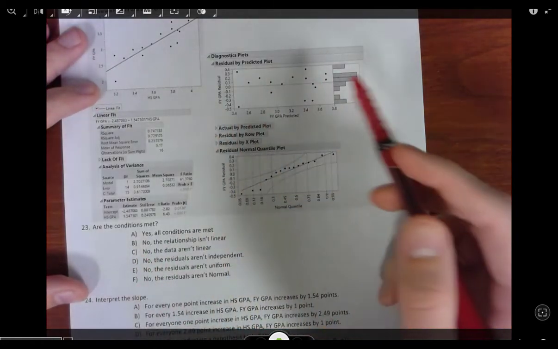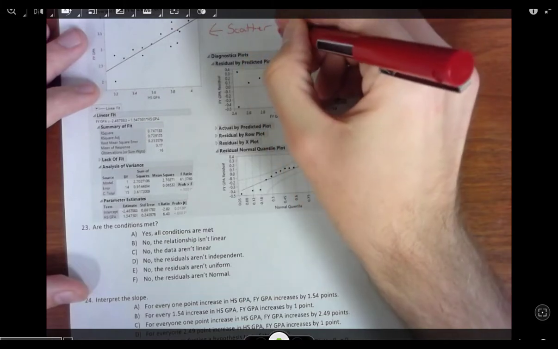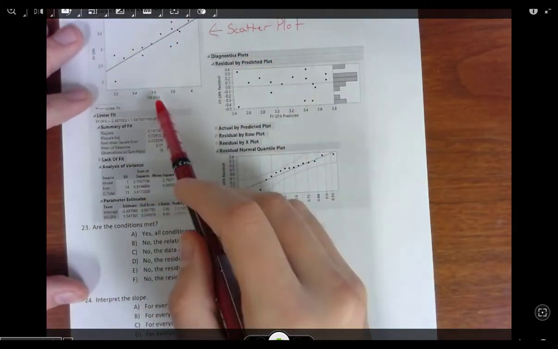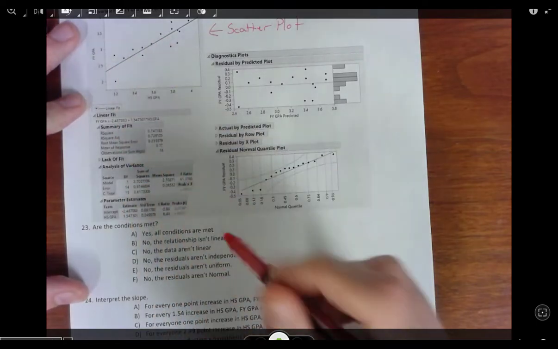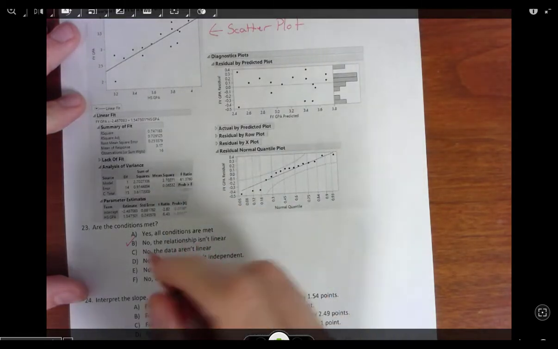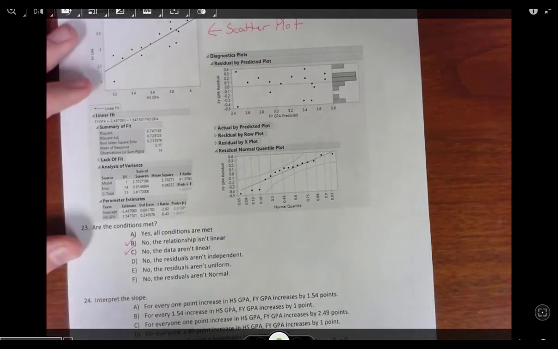First we want to see, is the relationship linear? So we want to look at their scatter plot. And so it looks like there's a fairly linear relationship between high school GPA and first-year GPA, so that condition's met. The second one says, no, the data aren't linear. Well, we just said that the relationship isn't linear. Well, we said that it is. So this condition's also met because it's asking basically the same thing.